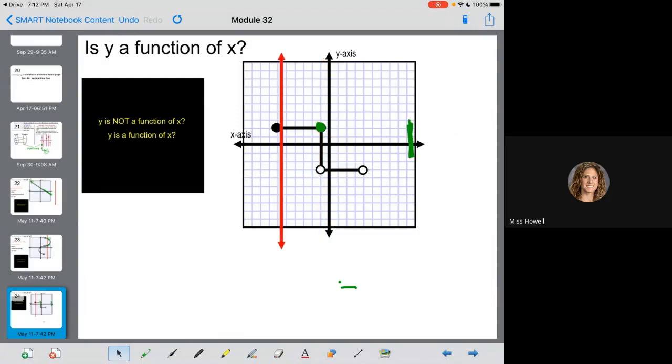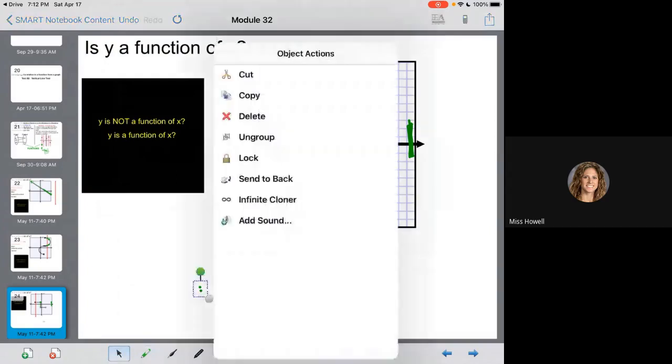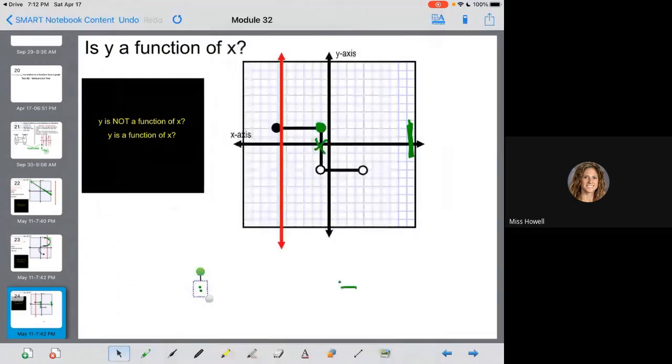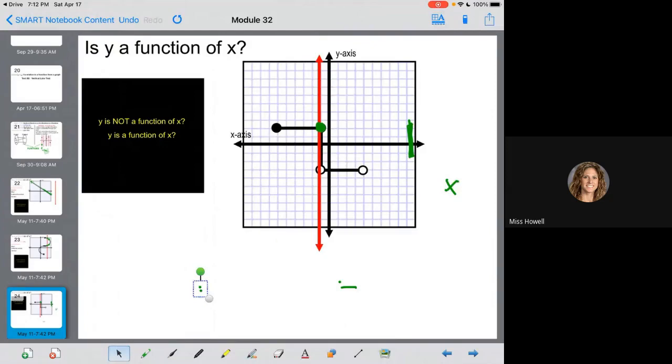If this middle piece here was not part of the graph, this particular graph would pass the vertical line test. And the reason is an open circle sets a boundary but doesn't really exist. So you have to be careful. Now this one, since that middle part is black in between there, it does fail the vertical line test. So you just have to look very carefully to see if it passes or not.